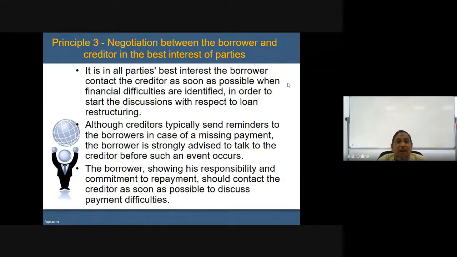It is in all parties' best interest that the borrower contact the creditor as soon as possible when financial difficulties are identified, in order to start the discussion with respect to loan restructuring.